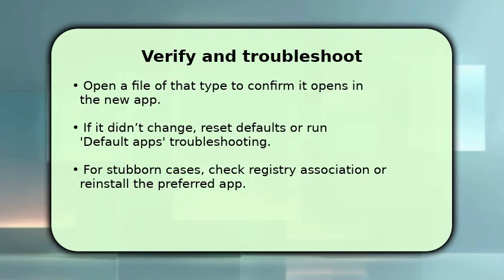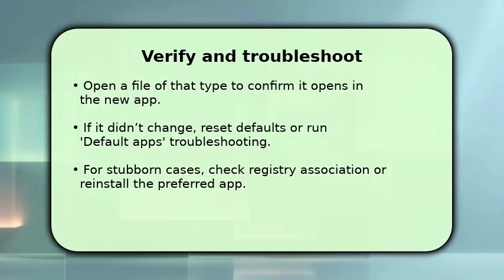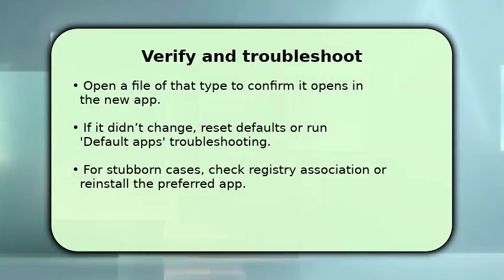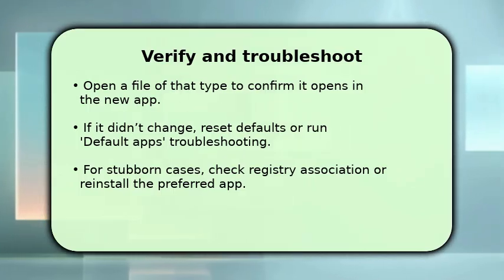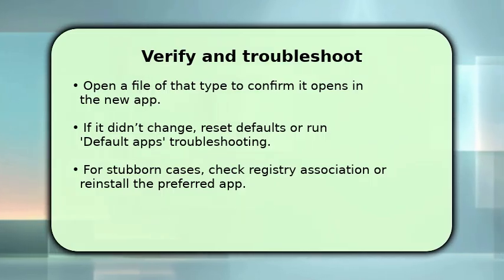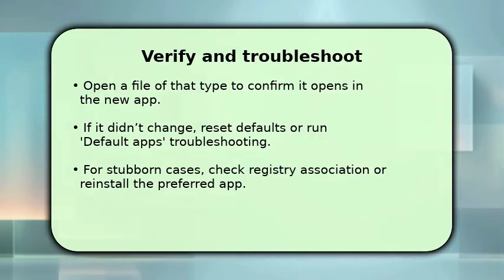Finish by testing. Double-click a file with the changed extension to confirm it launches in the new application. If it still opens in Internet Explorer, go back to Default Apps and reset to Microsoft Recommended, then reassign the file type. If problems persist, run the Windows troubleshooting tool for default apps, reinstall the program you want as default, or, as a last resort, check the HKEY_CLASSES_ROOT registry entries for that extension. Make sure you export a backup first.